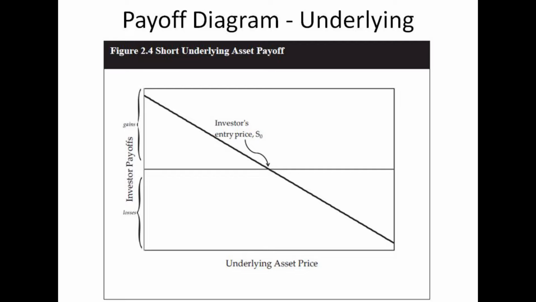So someone who is short an asset wants to see the price fall, and they will profit from that fall, and they will sustain losses from a rise in that asset price. That is what being short the underlying is. The next two charts we have show the payoff diagram of futures.